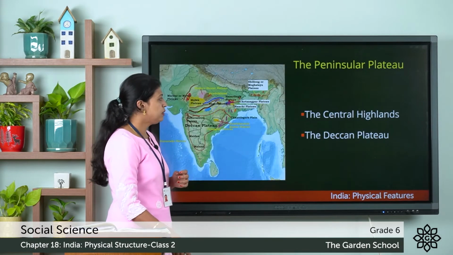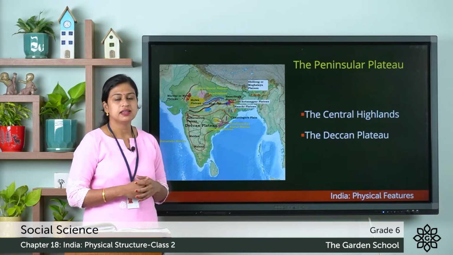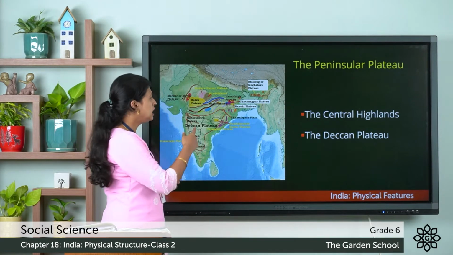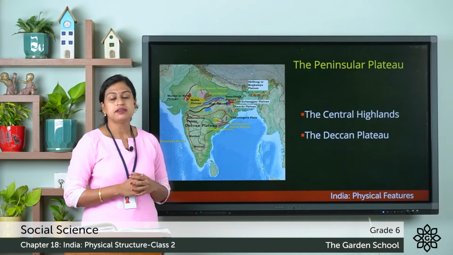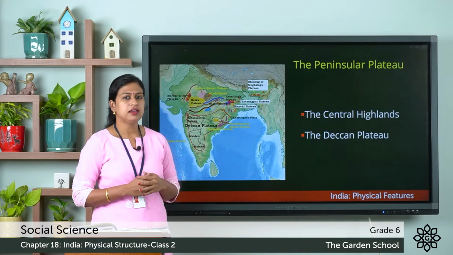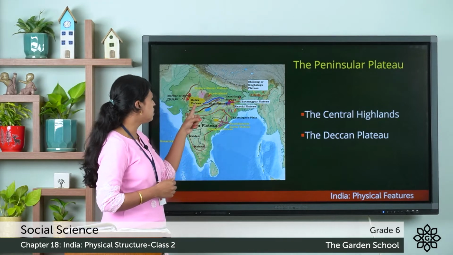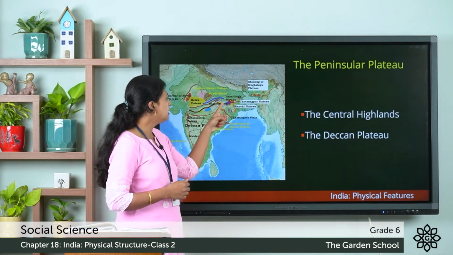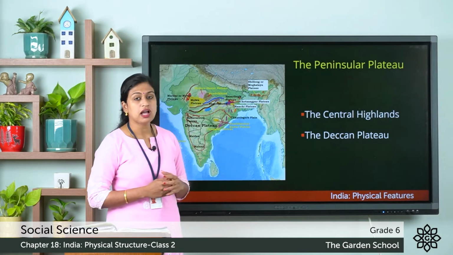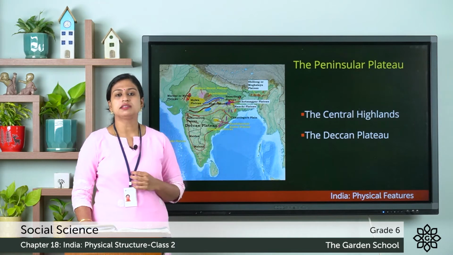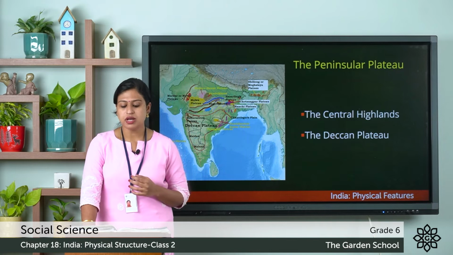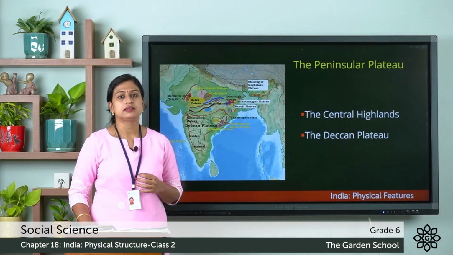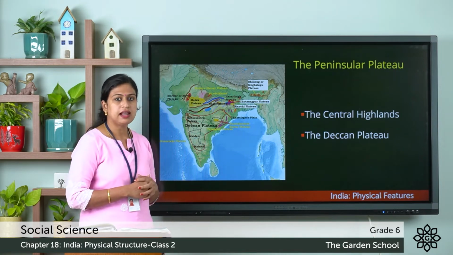So the first one is the Central Highlands. As we have already discussed, the northern part of the Peninsular Plateau is known as the Central Highlands, and you can see here on the map that it consists of the Malwa Plateau, Bundelkhand Plateau and the Chota Nagpur Plateau. It also consists of hills like the Aravallis, the Vindhyas, the Satpuras and the Rajmahal hills. So this was about the Central Highlands.